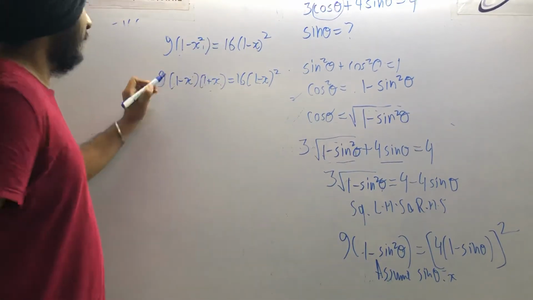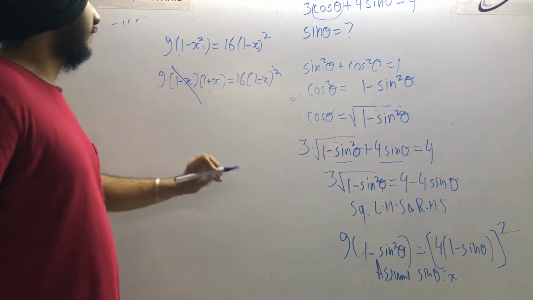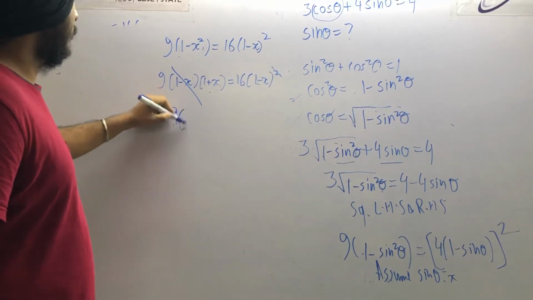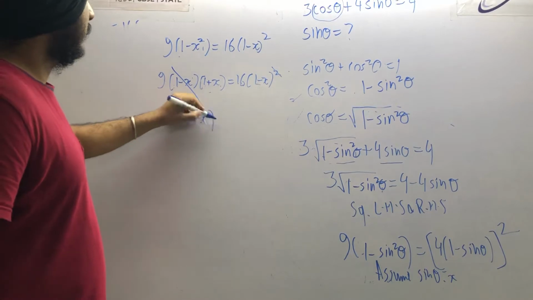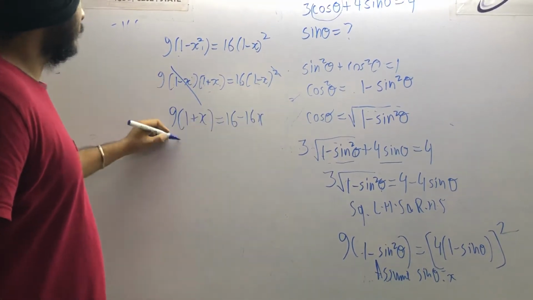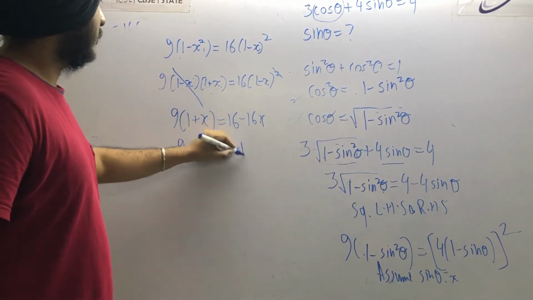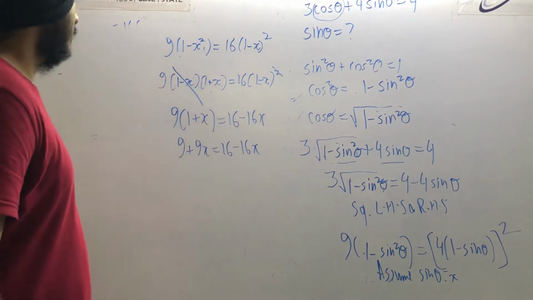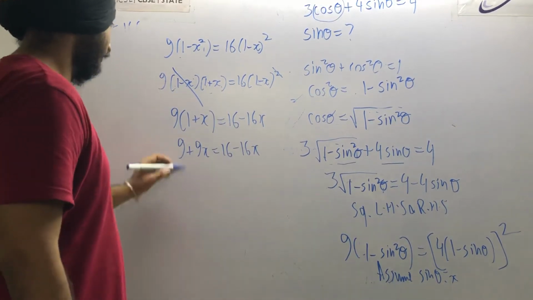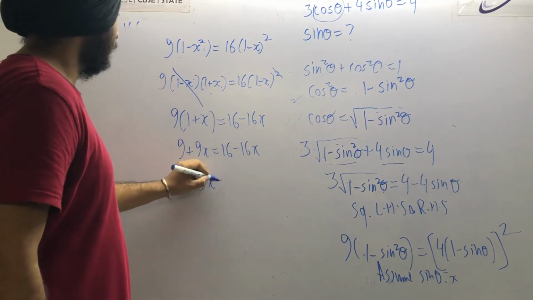Okay, just look carefully here. 1 minus x will cancel with 1 minus x, the square will cancel. So you will get here 9 into 1 plus x is equal to 16 minus 16x. So 9 plus 9x is equal to 16 minus 16x. Okay, so it will come out to be 25x.